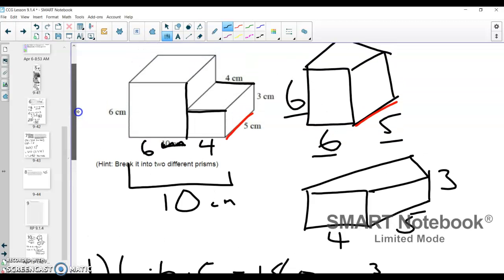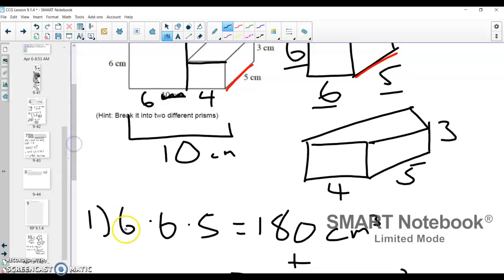I saw some mistakes. I saw a lot of people try a lot of good things, but some people did surface area. This isn't a surface area problem. This is a volume problem, and I just wanted to reinforce this idea of finding the volume of a rectangular prism and just using that length times that width times that height.